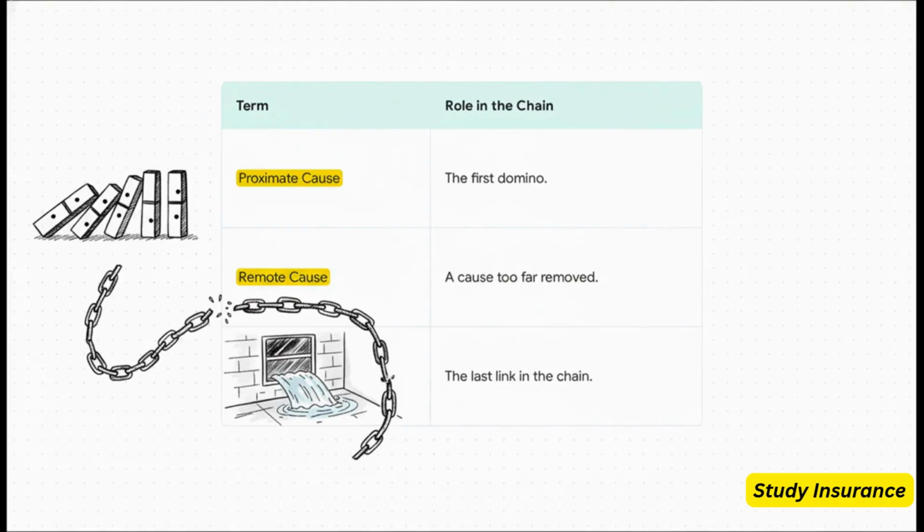You've got the proximate cause, that's our superstar, the first domino, the one the law cares about. Then you've got the immediate cause. That's the very last thing that happens right before the loss. In our basement example, that's the water coming in. And any other cause that's just too disconnected or far away, we call that a remote cause. And here's the golden rule. For a claim to get paid, the peril you're insured for has to be the proximate cause.